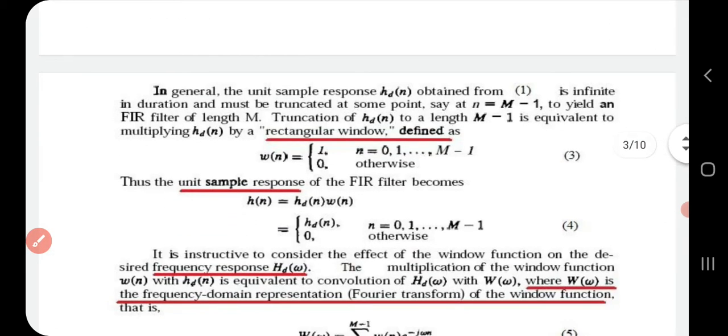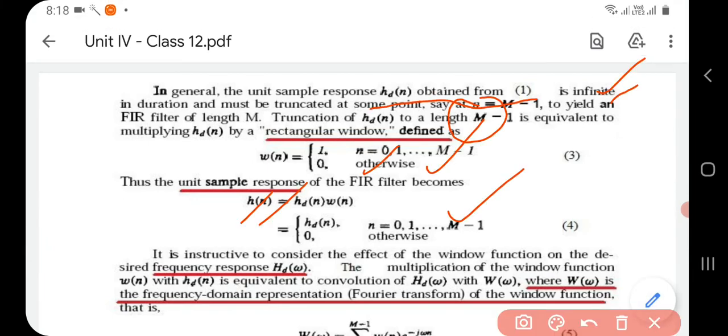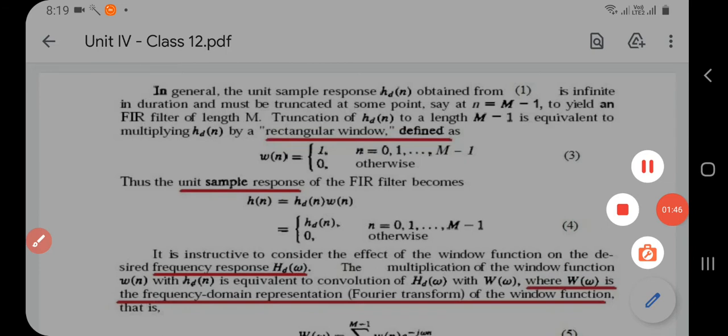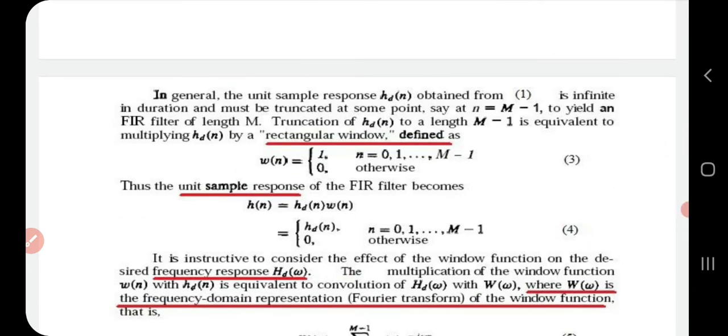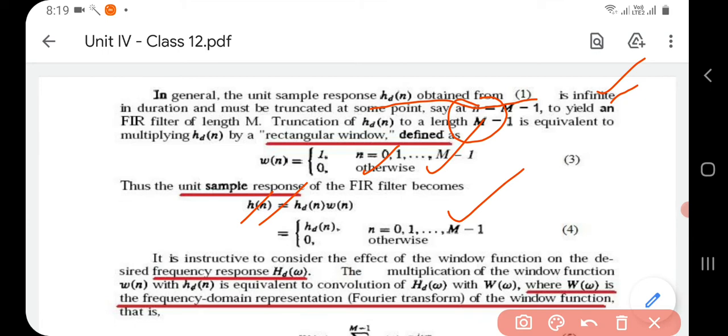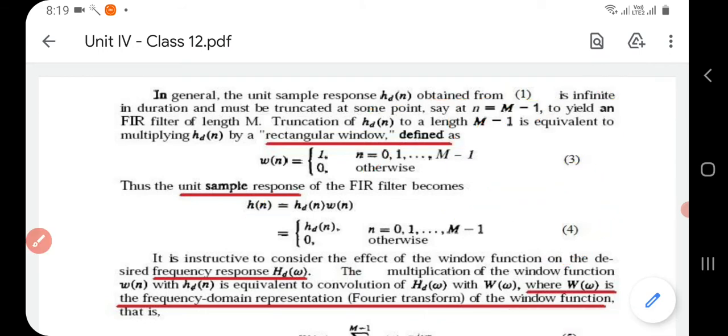Now this unit sample response that you get, that is h_d(n), is actually infinite in duration. But if that unit sample response is infinite in duration, then it will be very difficult for us to calculate. So in order to make the calculation easy, we have to truncate it, that is, we have to make that infinite sample response into a finite one, limiting its length. For that we do truncation, that is, it is limited to a finite duration, say of the order of M minus 1, where M is the length of the FIR filter. So this unit sample response h_d(n) is infinite in length, and in order to restrict it to a duration of M minus 1, where M is the length of the filter, we are using a process called truncation.